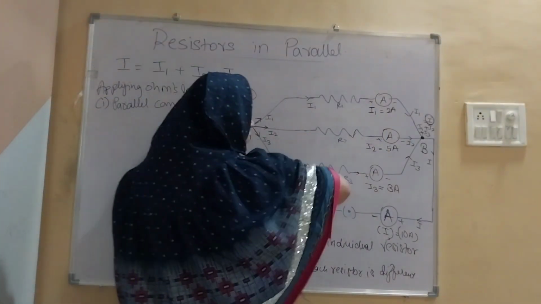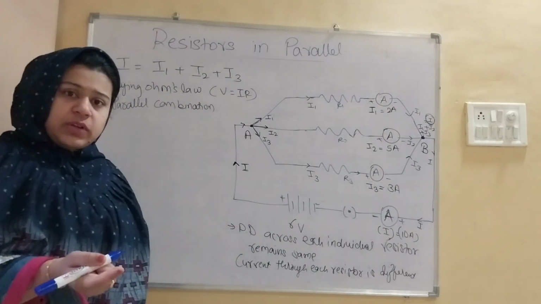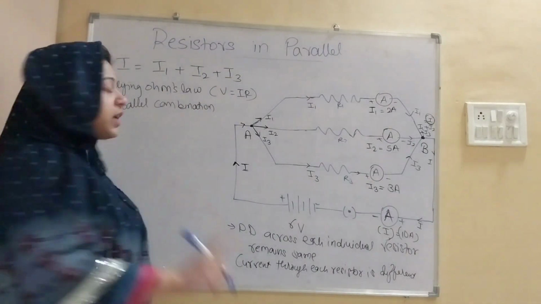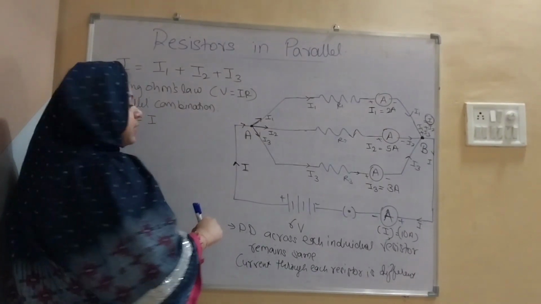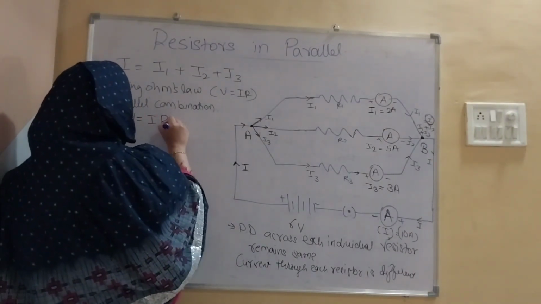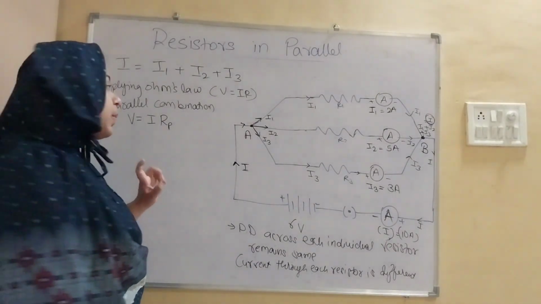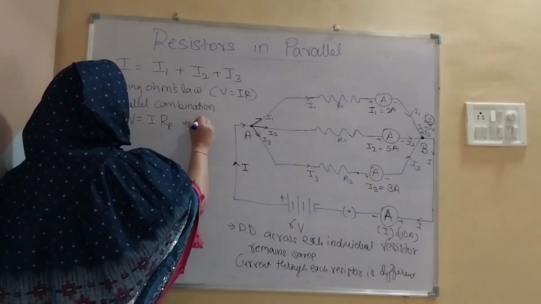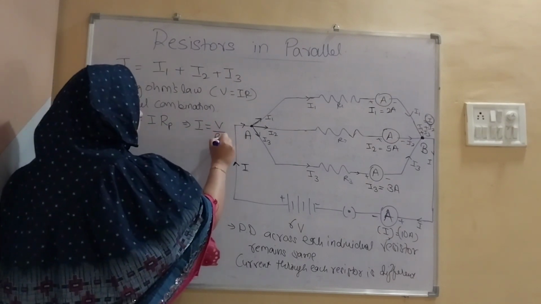ठीक है, पूरे पैरेलल कॉम्बिनेशन अगर लेंगे तो रेजिस्टेंस भी टोटल लेंगे, करंट भी टोटल लेंगे और पोटेंशियल डिफरेंस भी टोटल लेंगे. सो टोटल पोटेंशियल डिफरेंस इज इक्वल टू टोटल करंट इनटू total resistance for the parallel combination, Rp. Okay, so I will be equal to V upon Rp.